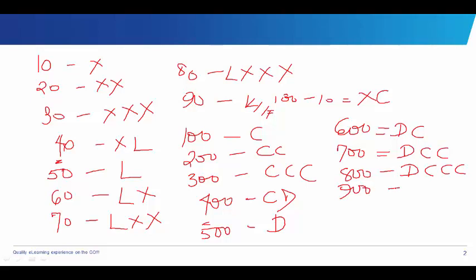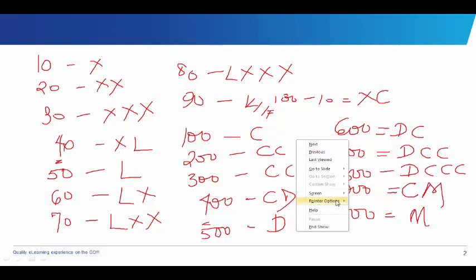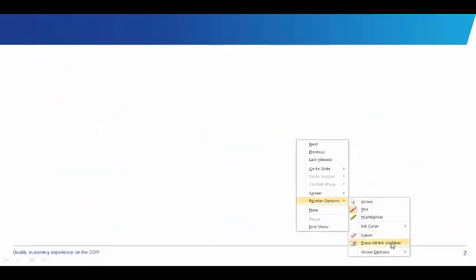Then 900, I would also jump 900 and go to 1000, and now 1000 is M. So it automatically follows that 900 will now be C on this side and M on this side. So that's our Roman numerals, a quick summary of the Roman numerals. We'll now go to addition.